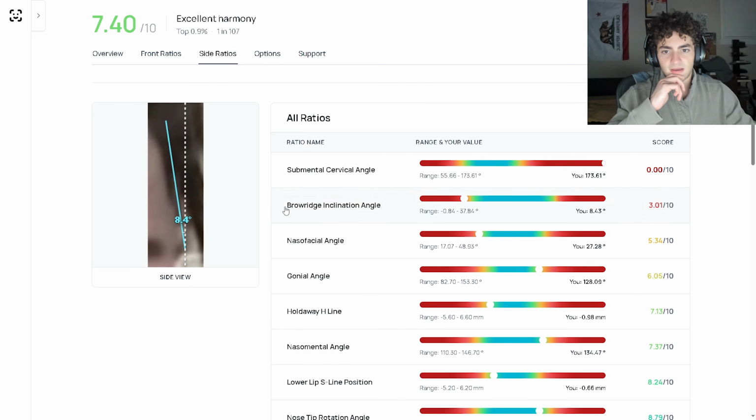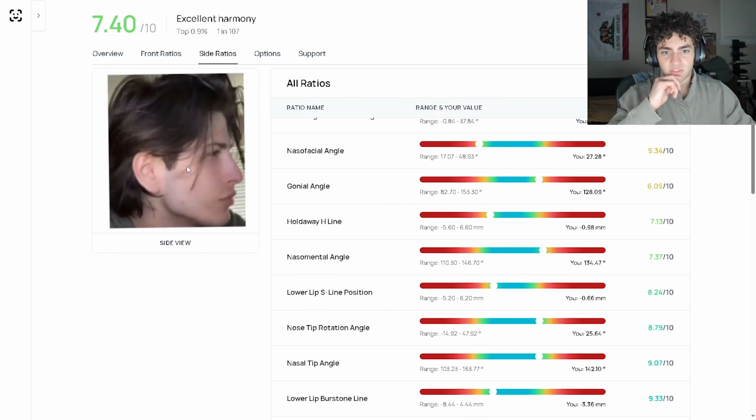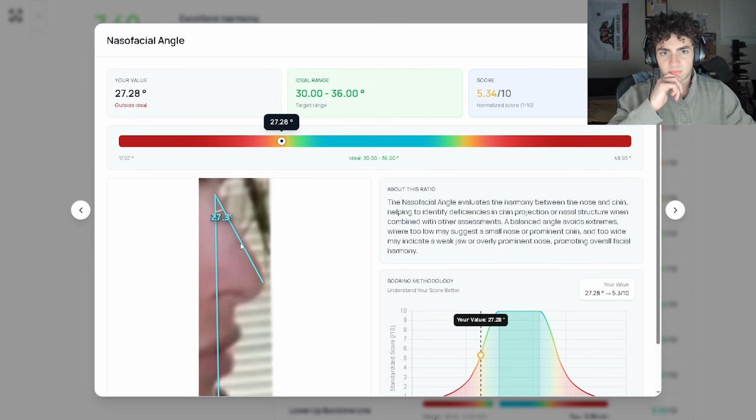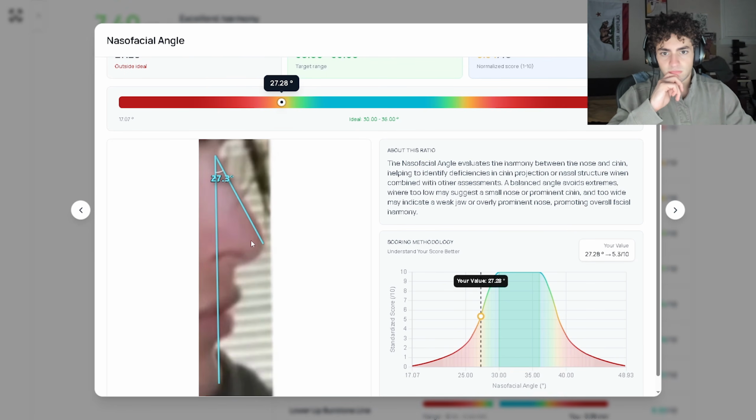It could be a bit more inclined, but I think I measured it pretty poorly, so I'm just going to ignore that. Nasofacial angle. His nose could be a little bit more protruded, like this. His nose bridge could be a little bit more back, and his nose could be a little bit more outward. Or his chin could be more back, but I would see his nose being more outward better, because then it would also improve his nasolabial.